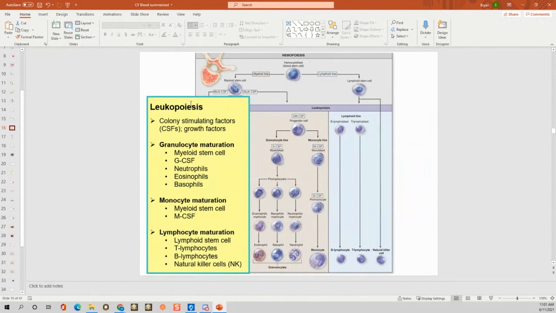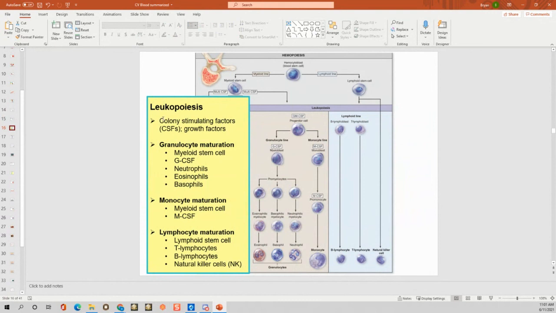Remember, the formation of new red blood cells was called erythropoiesis because it was making new erythrocytes. So now the formation of new white blood cells is called leukopoiesis because it's making more leukocytes. And you don't need to know most of this crazy mess that's here. I won't test you on it.